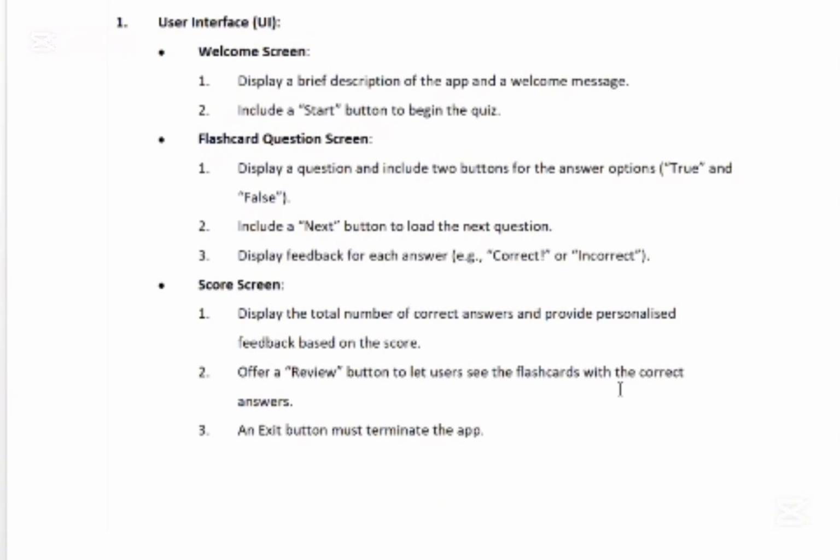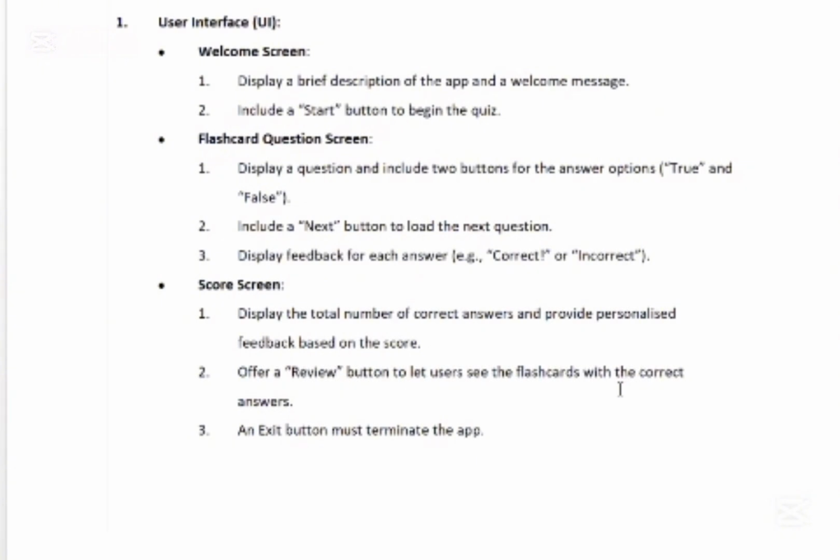And when the user clicks on a button, let's say, for instance, true, and the answer is wrong, it's going to show a little pop-up message of incorrect.